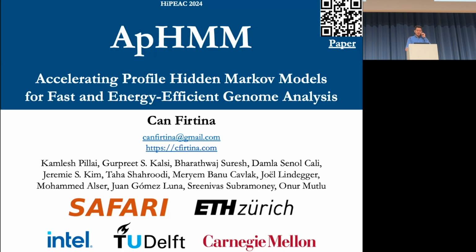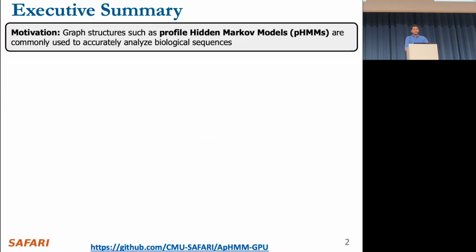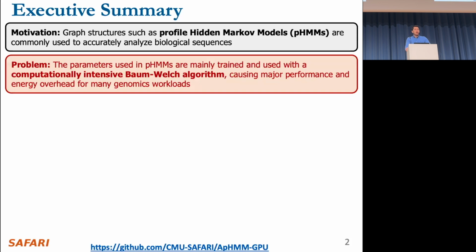And I'm really glad that we did some really nice background introduction to genome analysis earlier today in the keynote. So let me start with an executive summary. Graph structures such as profile hidden Markov models are very commonly used in genome analysis for accurate and fast analysis of biological sequences. But the parameters that are used in these graphs are mainly trained and used with a computationally intensive algorithm known as the Baum-Welch algorithm. And this causes major performance and energy overheads for many genomics workloads.